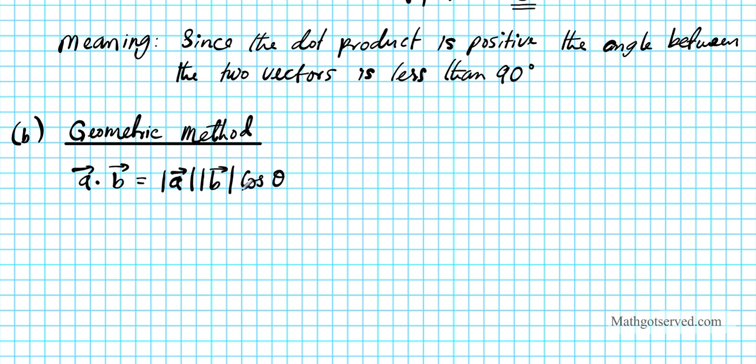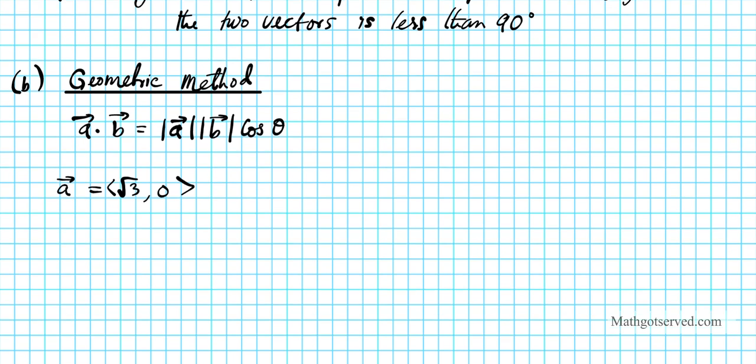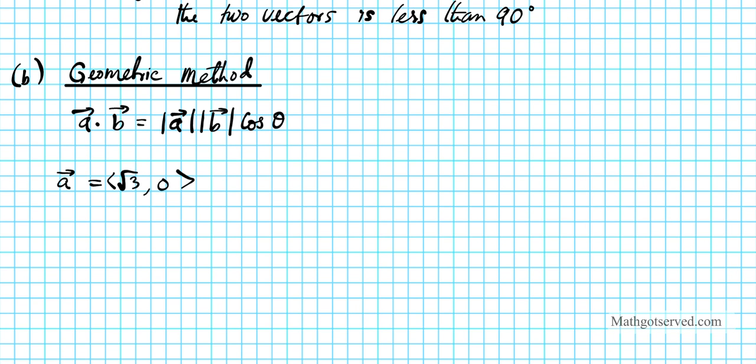In this problem, we know that vector A is square root of 3 comma 0. Now, how do we find the magnitude? We basically apply the Pythagorean theorem. The vector itself is like C, the hypotenuse, and the first component is A, and the next component is B.